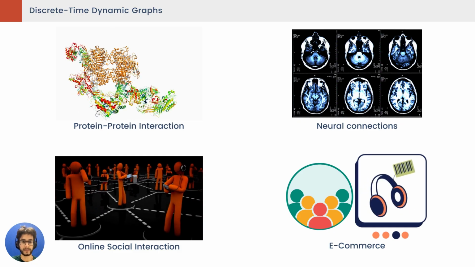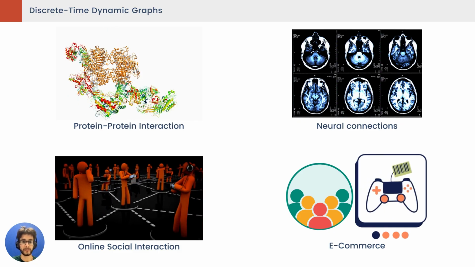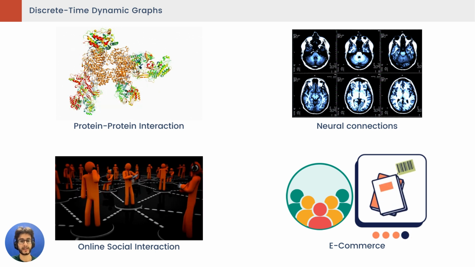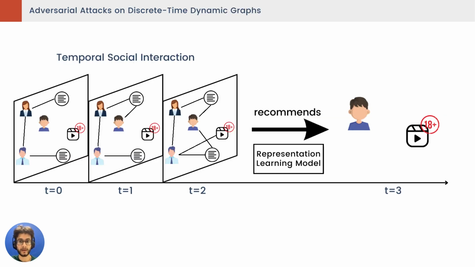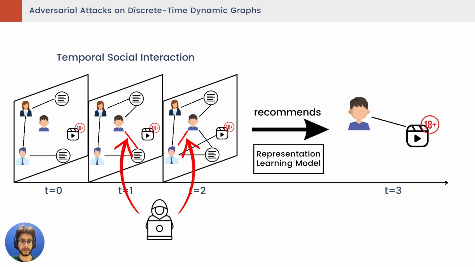Dynamic graphs can model data from a large variety of domains, such as protein-protein interaction, online social interaction, and e-commerce. Machine learning models can be used to model this temporally evolving structure to predict the structure of links in the future. An adversary in the real world has an incentive to add malicious edges in this input to turn the model's recommendations in their own favor or profit. Thus, studying the robustness of these models is an important problem.